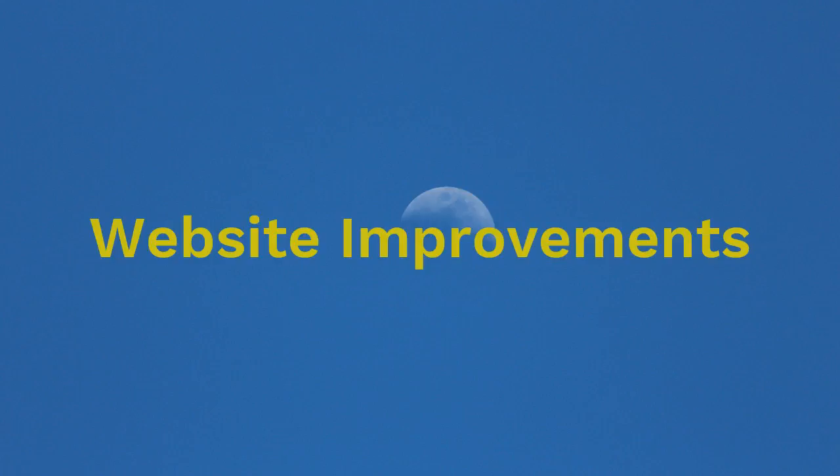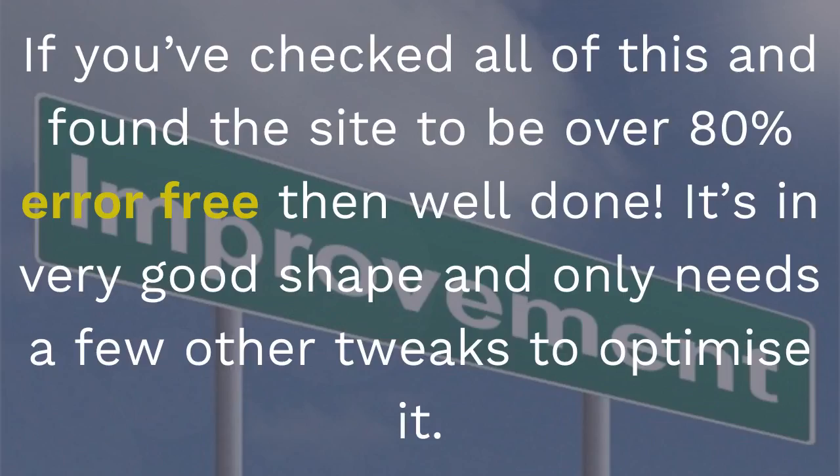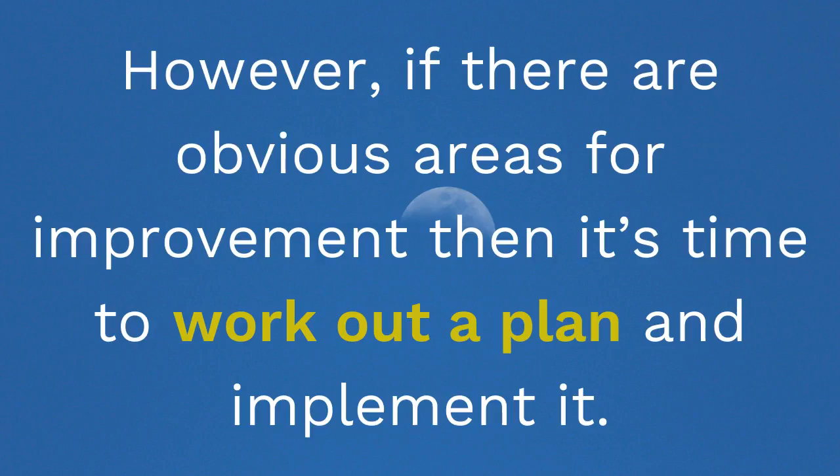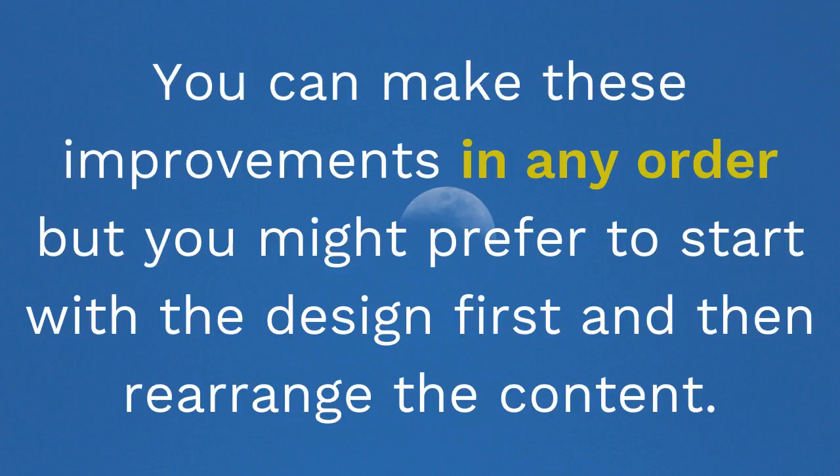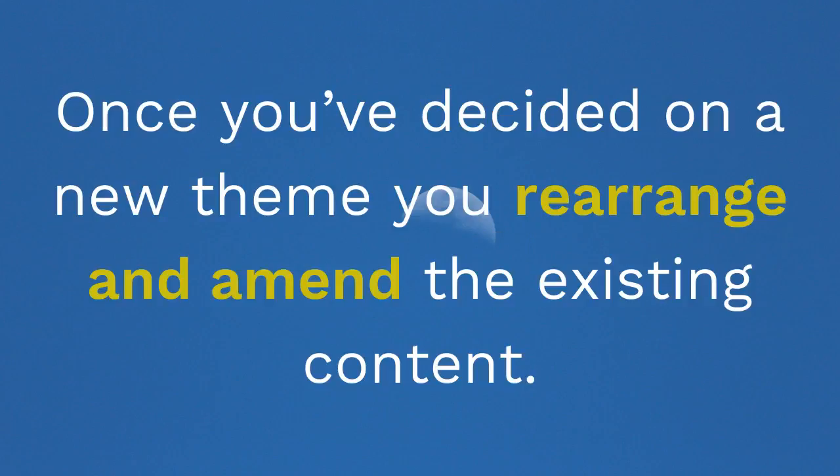So we move on to website improvements. If you've checked all this and found the site to be over 80% error-free, then well done. It's in very good shape and only needs a few other tweaks to optimize it. However, if there are obvious areas for improvement, then it's time to work out a plan and implement it. You can make these improvements in any order, but you might prefer to start with the design first and then rearrange the content. Once you've decided on a new theme, you rearrange and amend the existing content.